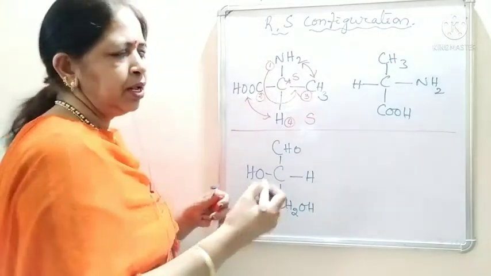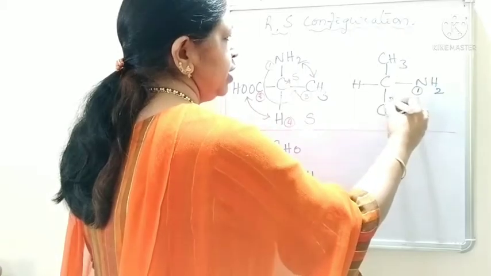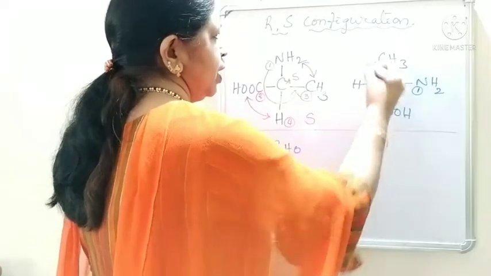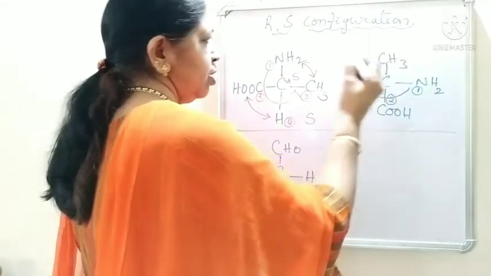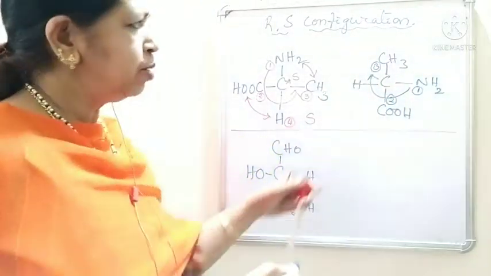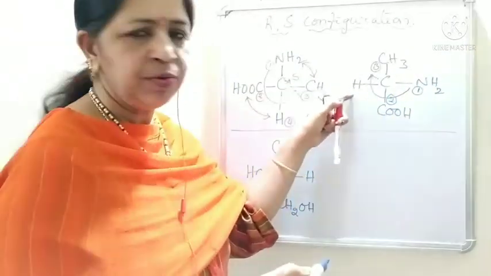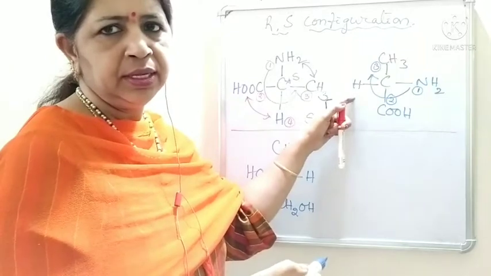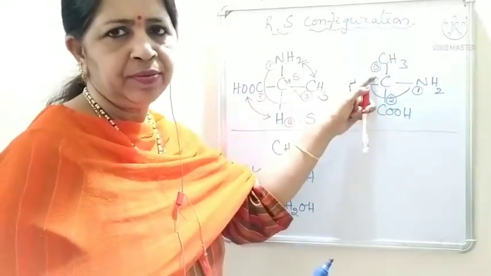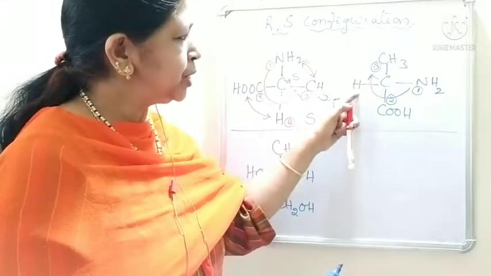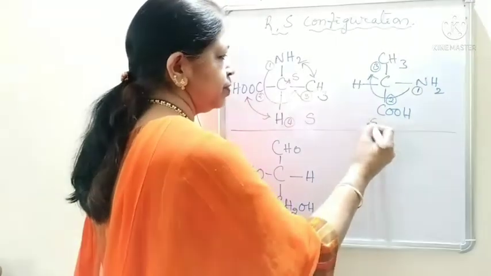Okay, students. Now, after assigning priorities, first, second and third, the arrow mark is going in which direction? Clockwise direction. The arrow mark goes in clockwise direction, but the fourth priority group is lying on the horizontal line. The arrow mark is going in clockwise direction, so it must be R. But considering the position of fourth priority group, the configuration becomes S only.